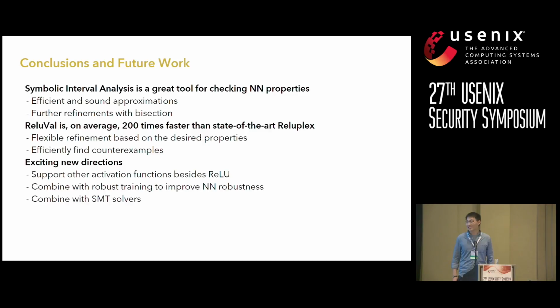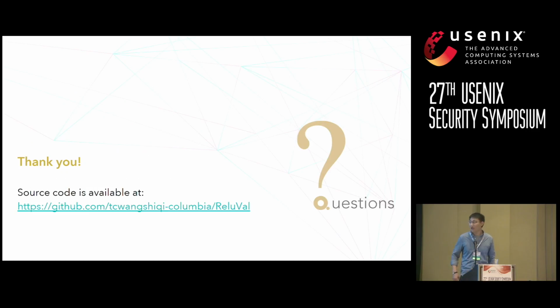And there are several new exciting directions. First of all, we can further support other activation functions with ReluVal in the future, and such methods can be incorporated with robust training to improve neural network robustness. Also, we can apply an SMT solver to further improve the performance and the efficiency of iterative refinement. Okay, thank you.